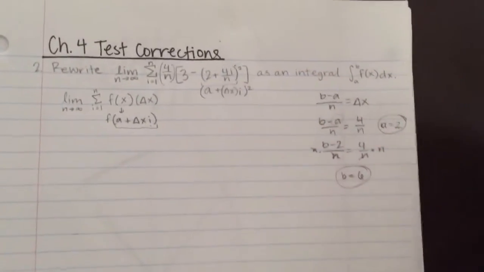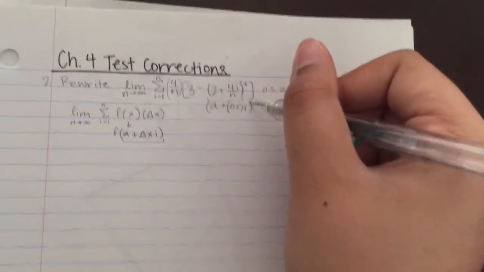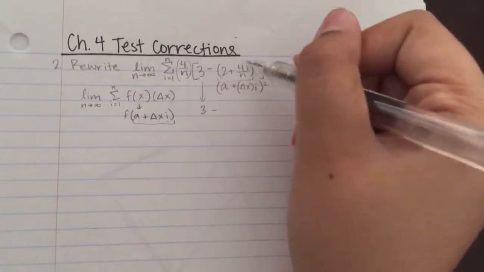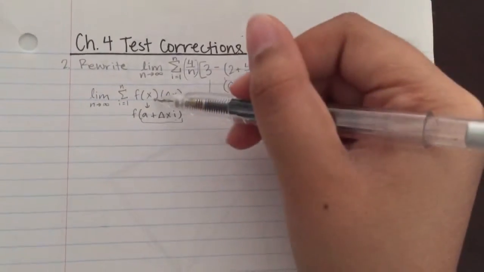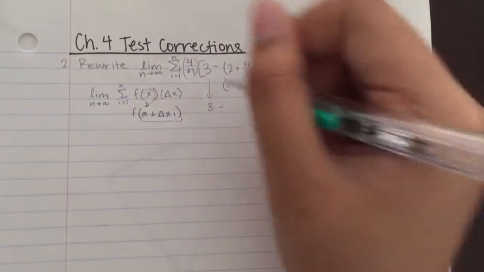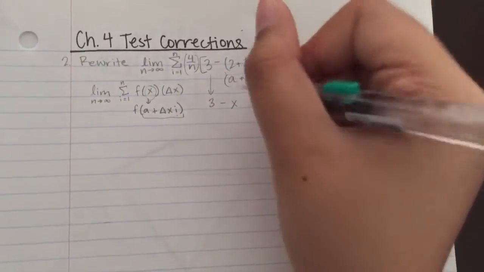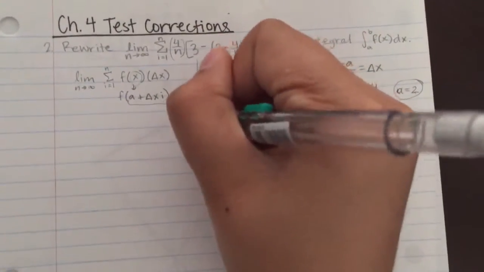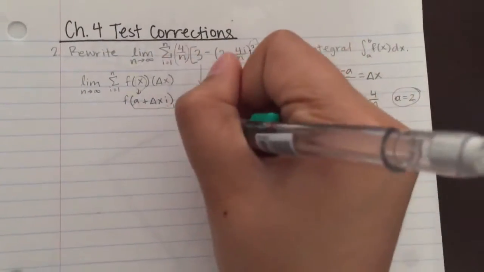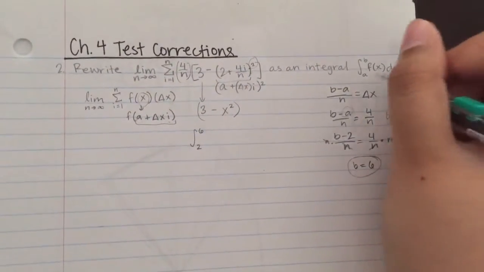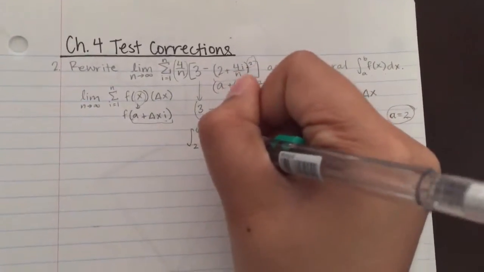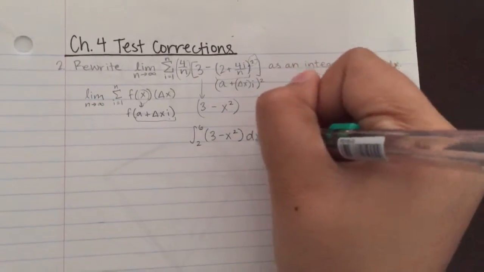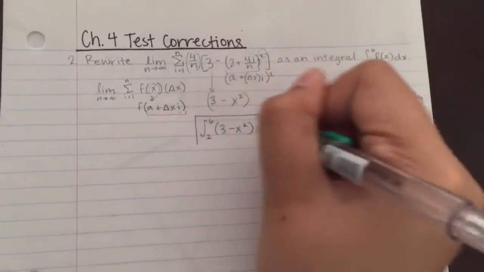And then back to the main equation that you're going to use as you rewrite it, it's going to be 3 minus, and then this part here is the same as this f of x, so this part is the x inside. So x, and since there's a squared here, x squared is going to be in the main equation that we use. So when we rewrite it, the integral that we use is from 2 to 6, and the f of x we have here is this equation, 3 minus x squared, and then we just bring back the dx since it's an integral. And then that's your answer.